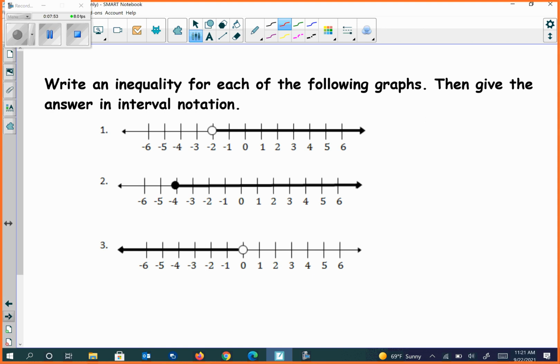Okay. So write an inequality for each. Well, I want x is greater than -2. Okay? Why did I only use the greater than sign? Well, it was an open dot. So I guess if you wanted to, the interval notation would be rounded bracket -2 to infinity. Okay? This one, we want x is greater than or equal to -4. So the interval notation is a hard bracket from -4 to infinity.